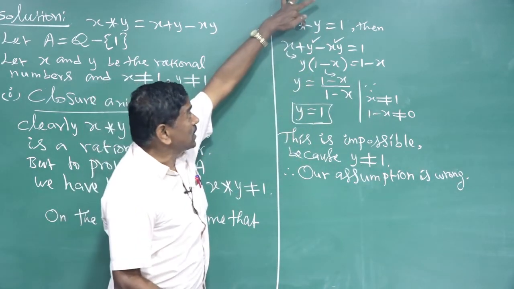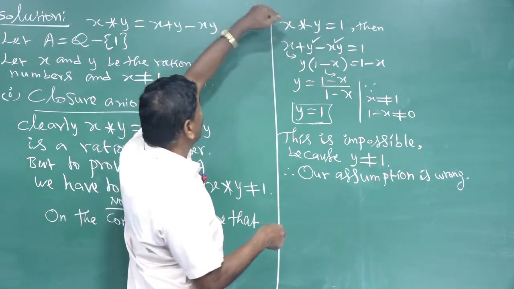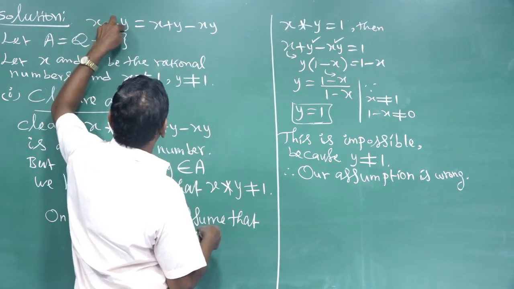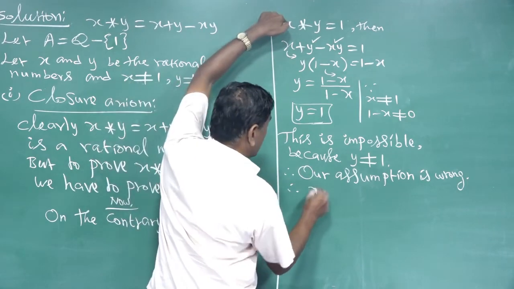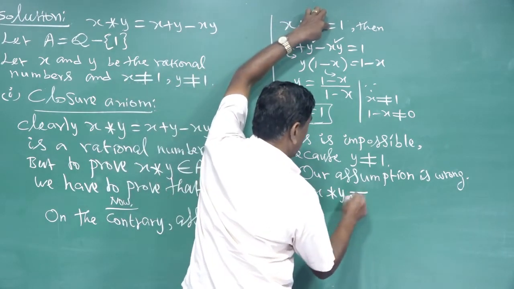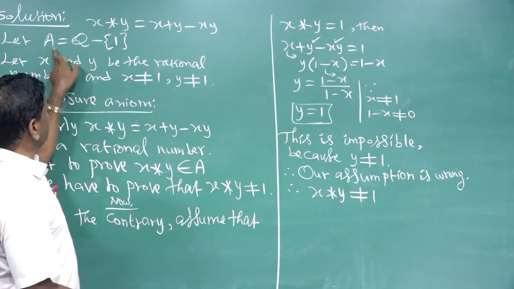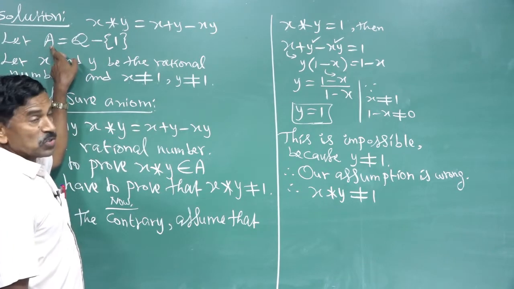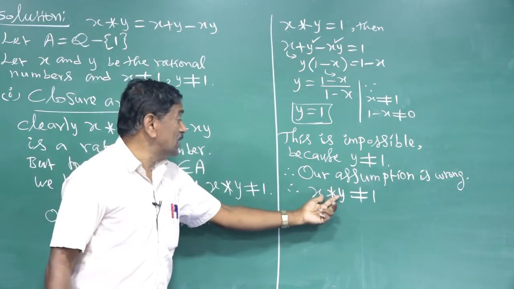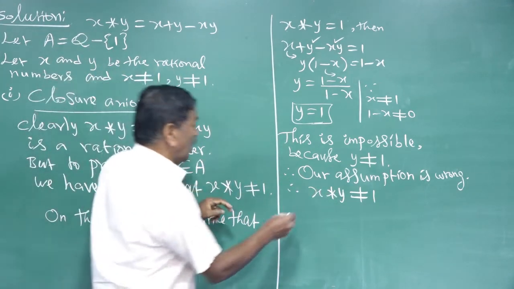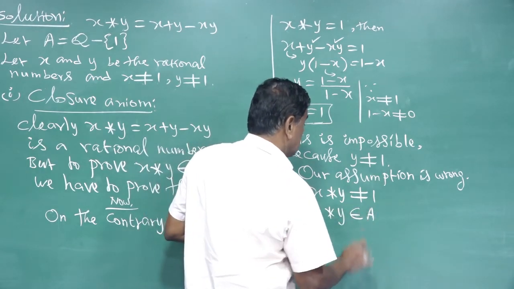Our assumption is wrong means which is the correct assumption? The correct assumption is x star y is not equal to 1. Listen, x is not equal to 1, therefore x belongs to A. Y is not equal to 1, therefore y belongs to A. Now x star y is not equal to 1, therefore x star y belongs to A.